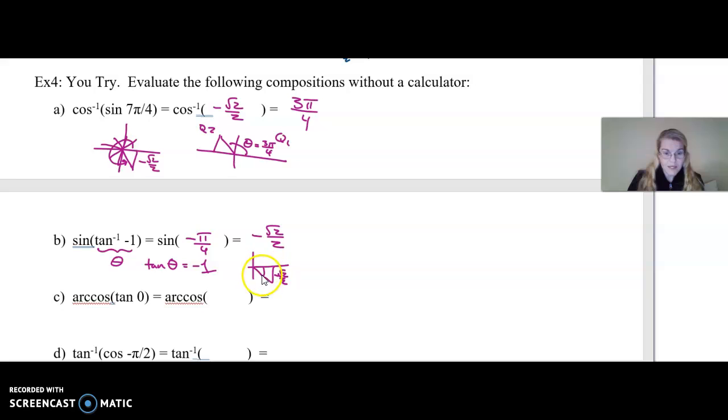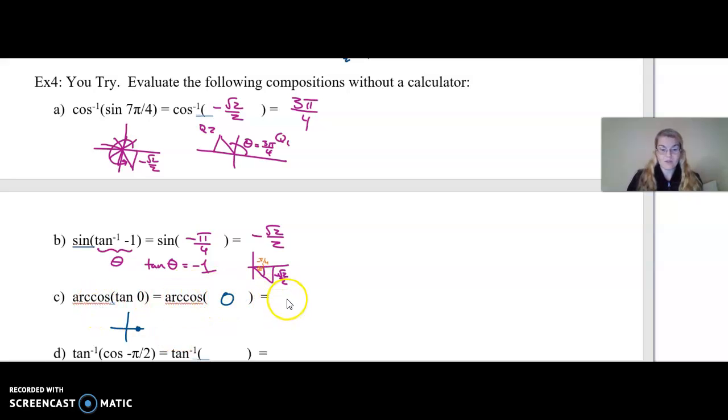That angle there would be negative pi over 4. Negative pi over 4 is my angle there. Okay. How about arc cosine of tangent of 0? Okay, so tangent of 0. What's tangent of 0? Well, sine is 0 and cosine is 1, so tangent of 0 is 0. What is arc cosine of 0?